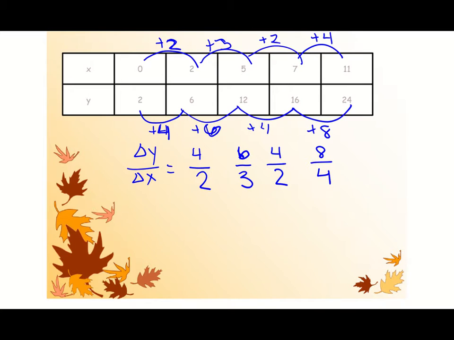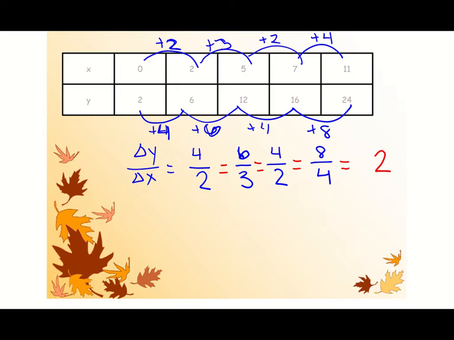Do you notice anything about those fractions? Maybe something they have in common. Hopefully what you're seeing is that 4 over 2 is equal to 2, 6 over 3 is equal to 2, 4 over 2 is equal to 2, and 8 over 4 is also equal to 2. So when I simplify those, they're all equal to 2. So even though it looks like it jumps around really crazy and weird, when I find my change of y over my change of x and I simplify that, I get 2.